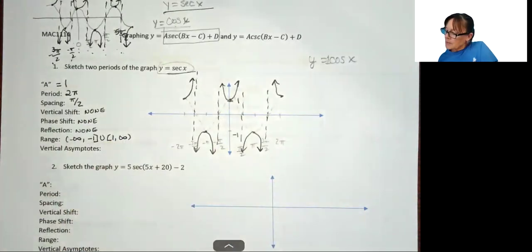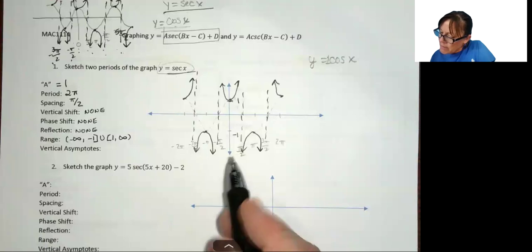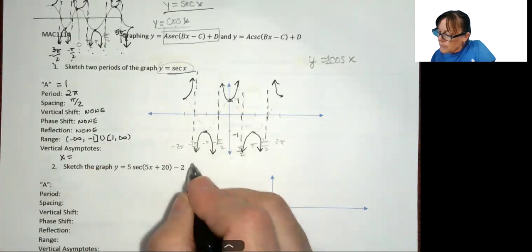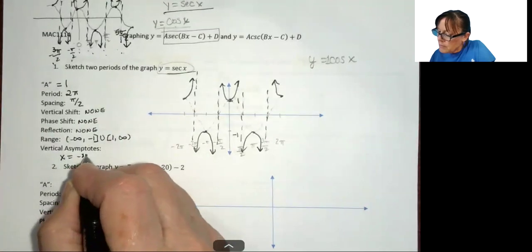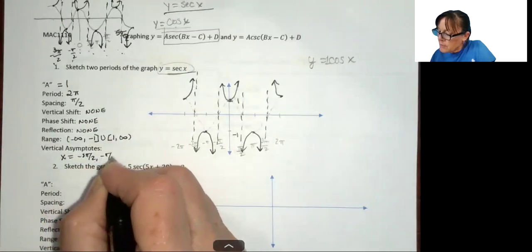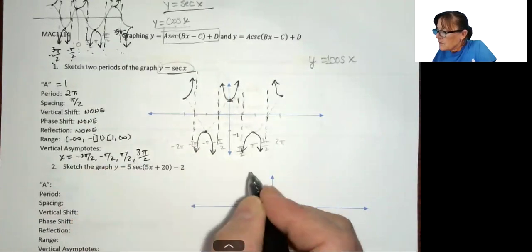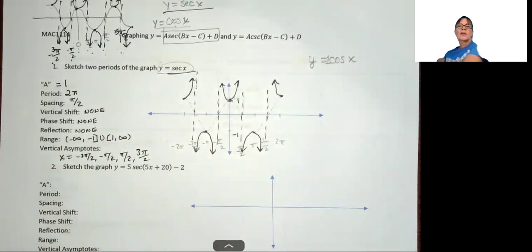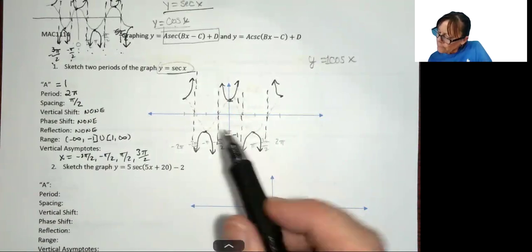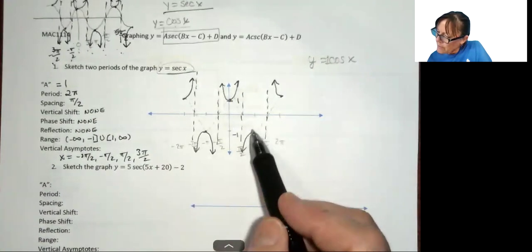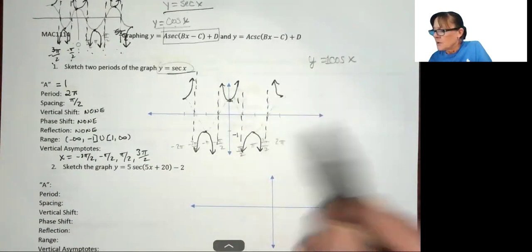What about the vertical asymptotes? They are occurring at x equal to, in my graph, negative 3 pi over 2, negative pi over 2, pi over 2, and 3 pi over 2. That's where the vertical asymptotes occurred in this range of my graph. Okay, did I get 2 periods in? Let's see. Started here. That's 1 period. I started here. Yes, that's 2 periods. That's good.